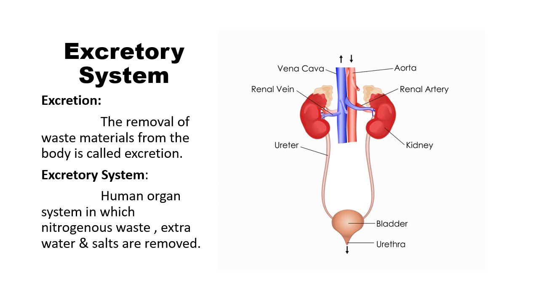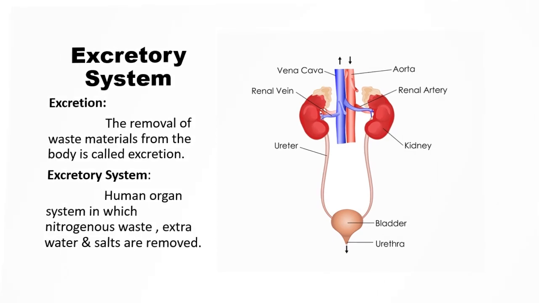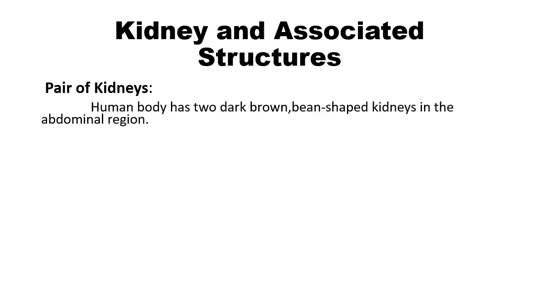You can see in this diagram two kidneys on each side, ureter, urinary bladder and urethra. Kidneys and its associated structures. We have seen in the previous diagram the two kidneys. Human body has two dark brown bean-shaped kidneys in the abdominal region.